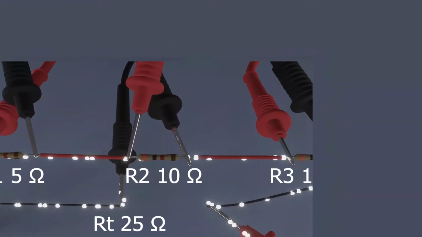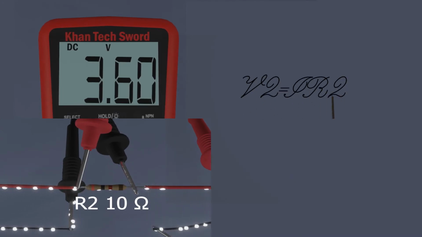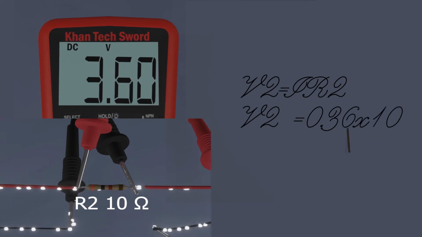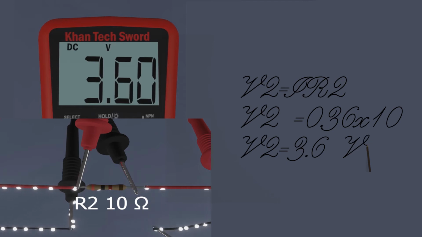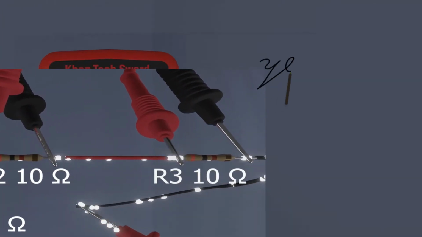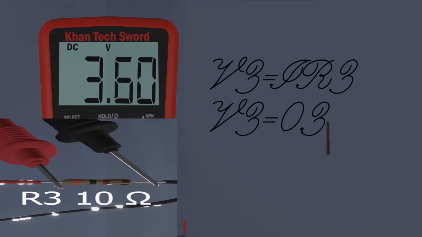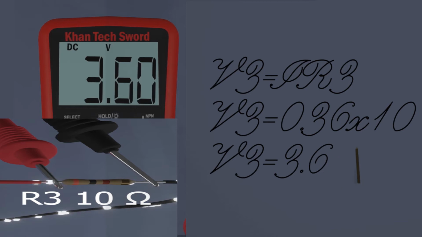And voltage drop at R2, V2, is equal to I multiplied by R2. V2 is equal to 0.36 multiplied by 10, and we get the value of V2 is equal to 3.6 volts. And similarly, V3 is equal to I multiplied by R3. V3 is equal to 0.36 multiplied by 10. V3 is equal to 3.6 volts.